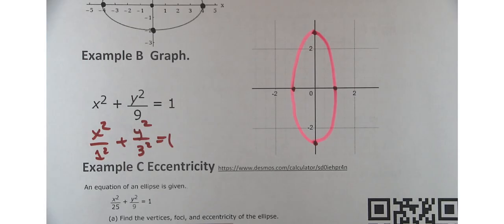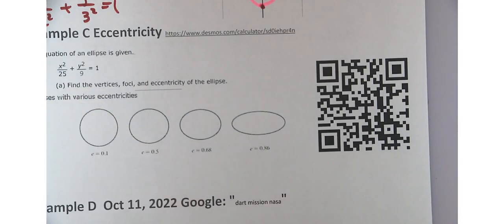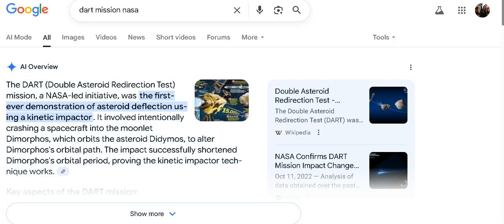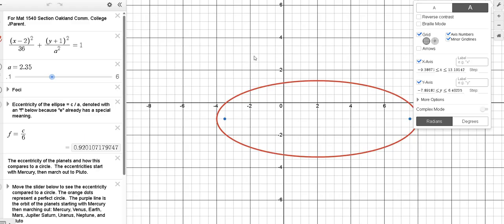All right, so let's move on down to example C, and I'll talk about something called eccentricity. So you can jump on the link if you want. There's a link in D2L. There's also the QR code here, whatever works for you. But let's take a look at that and try and understand what something called eccentricity is.